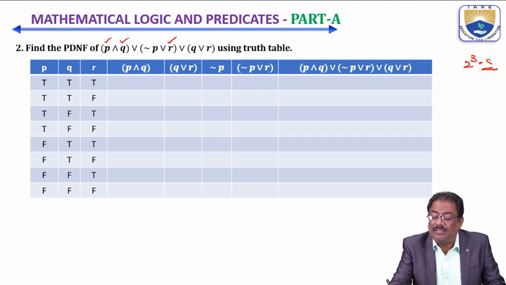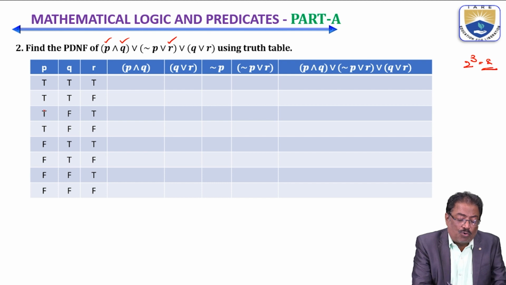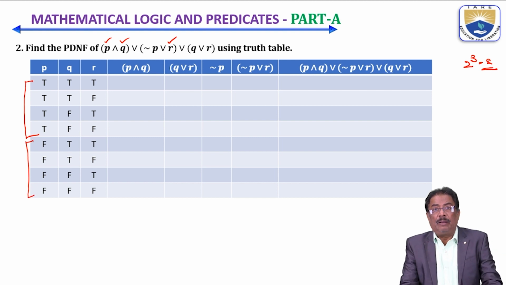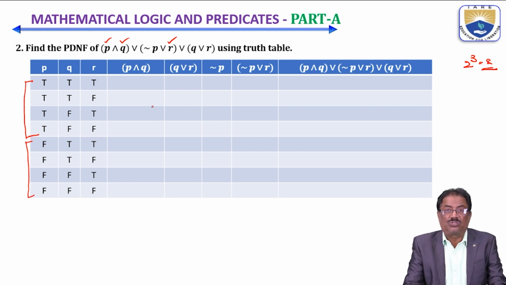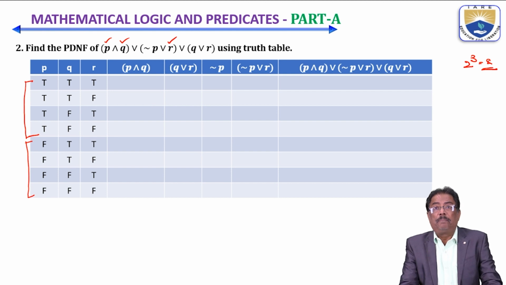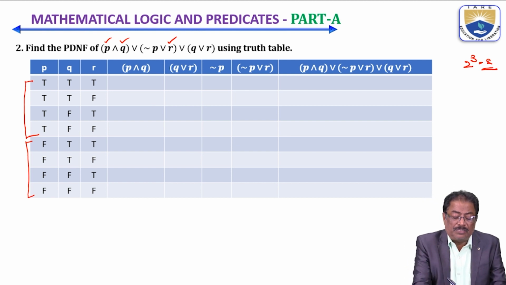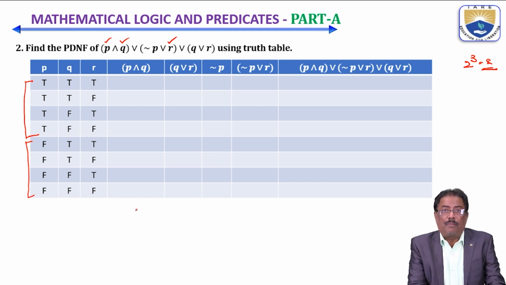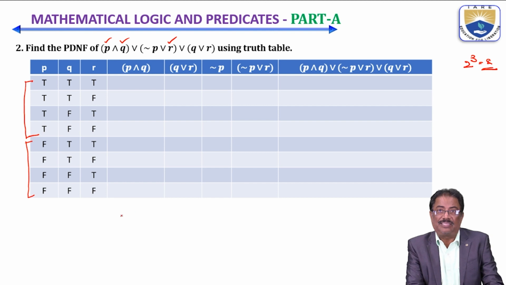Those 8 possibilities are: 4 truths we take first, and the next 4 falses we consider. For the truth values of P, Q, R, first for P we write 4 true values and 4 false values, for Q 2 true and 2 false alternately, and for R true and false alternately. So we get 8 different combinations in this order.